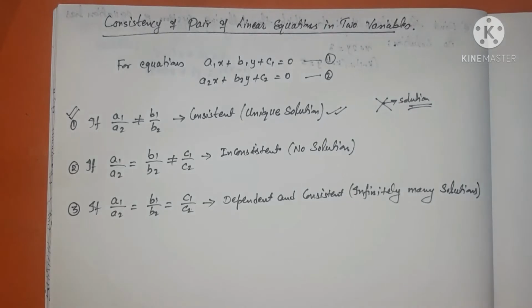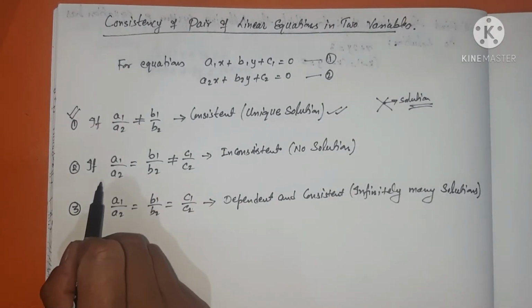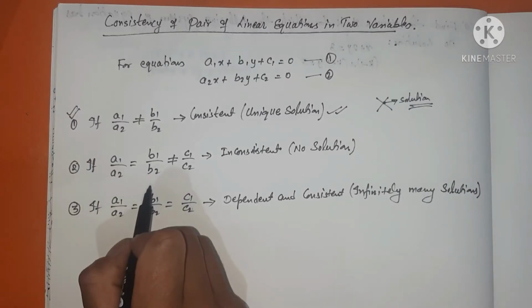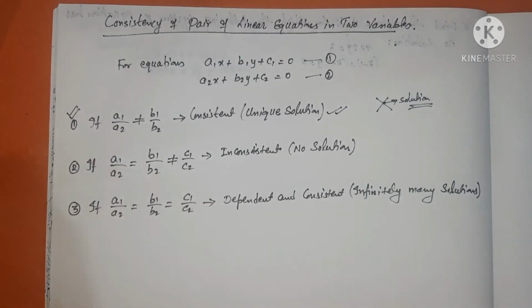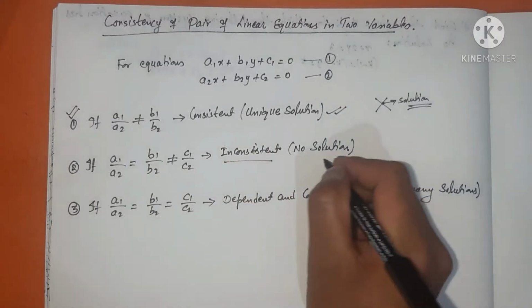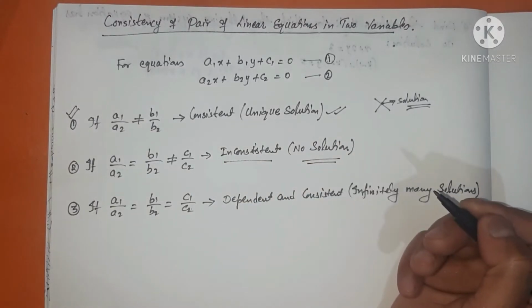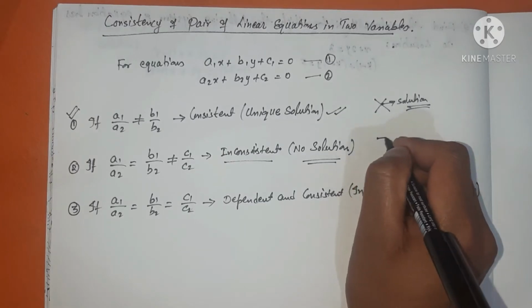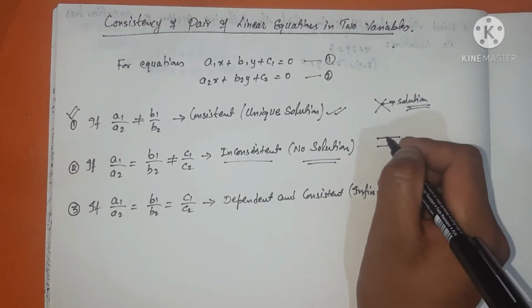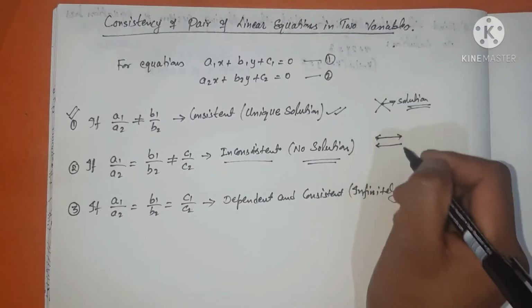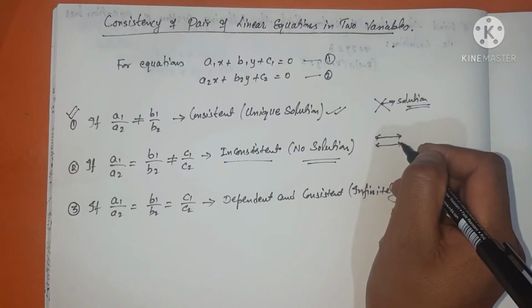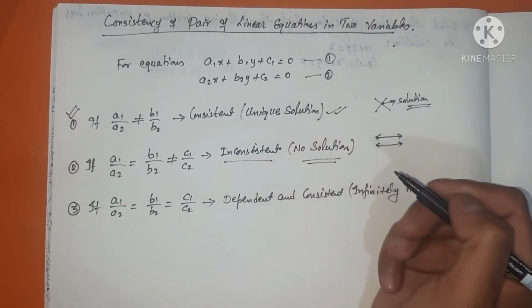Okay, now another condition: if a1 by a2 is equal to b1 by b2 but not equal to c1 by c2, then it is called inconsistent. That means they don't have any solutions. No solutions means the graph will be parallel lines, which never intersect or meet one another. That is why they have no solutions.